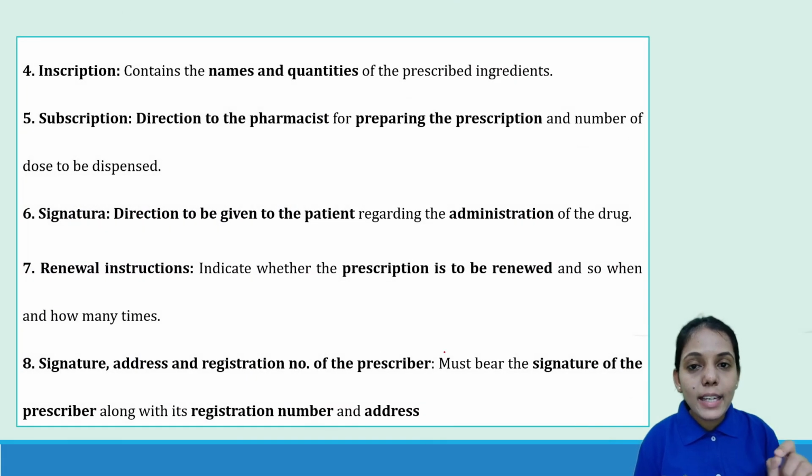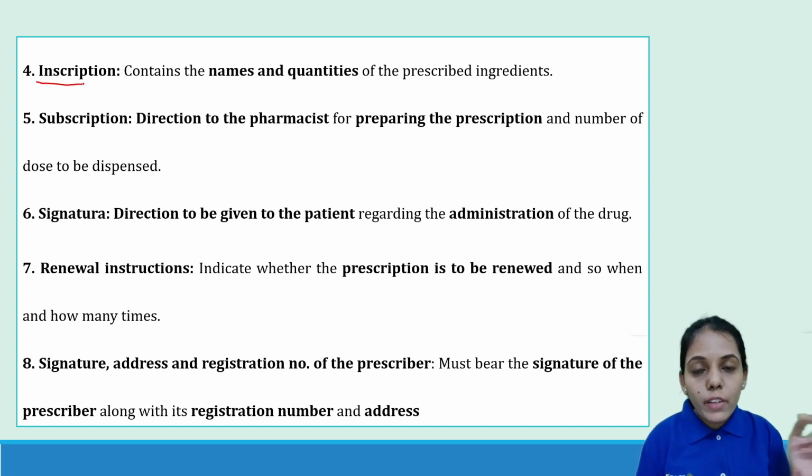Next comes the inscription. It contains the name and quantities of the prescribed ingredients. Basically it is the detail of whatever prescribed medications are there, and that is written in the inscription part. So first one was superscription, now it is inscription.